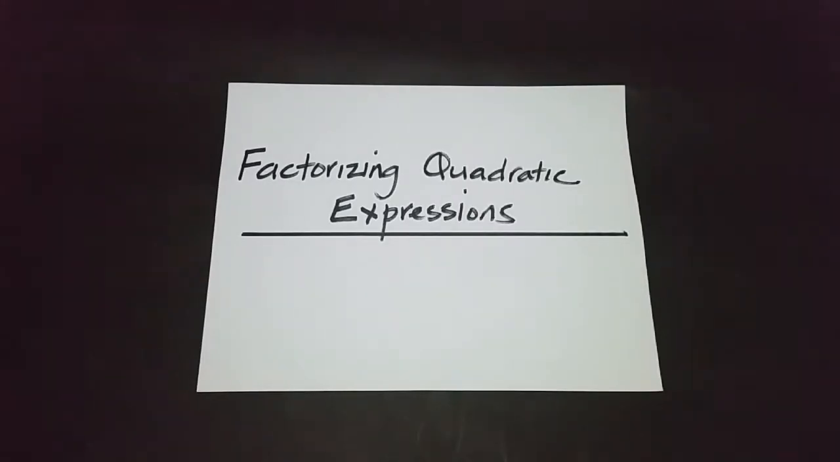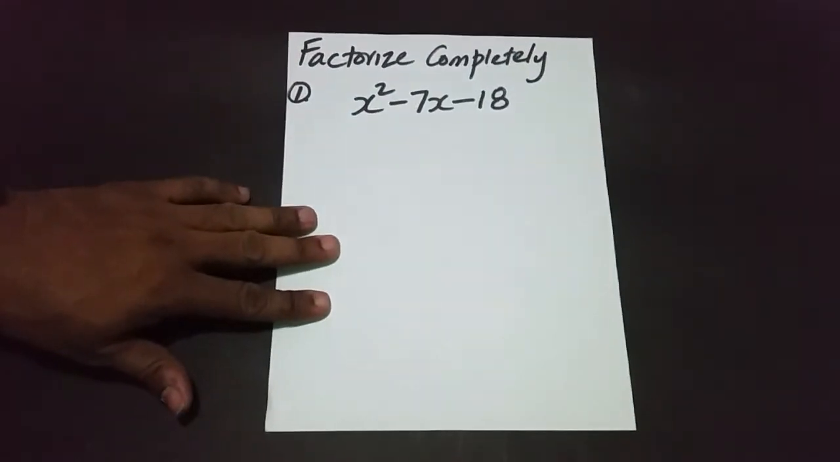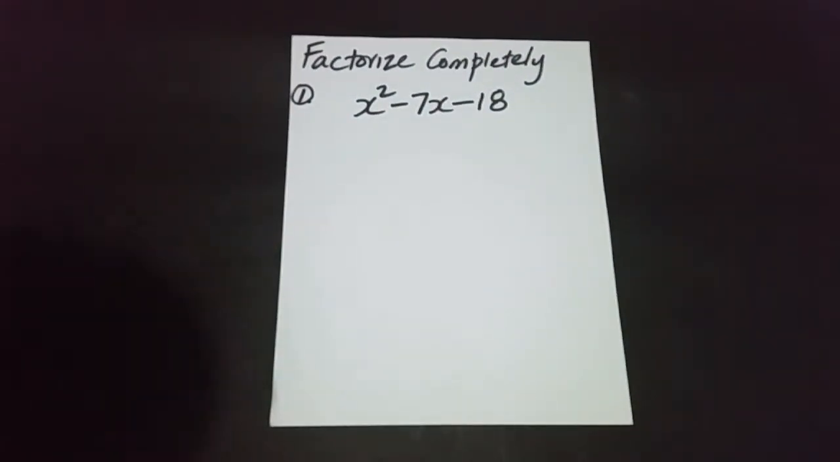Alright guys, welcome back, and we're about to look at the solution to those 9 questions that you got. And the first one that we're looking at is this, which has factorized completely x squared minus 7x minus 18.